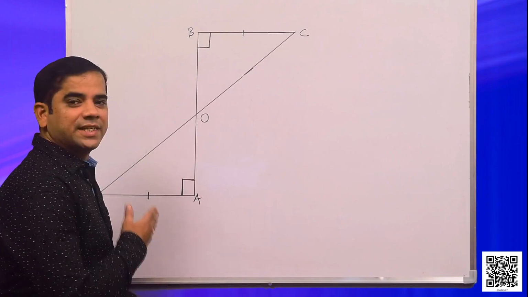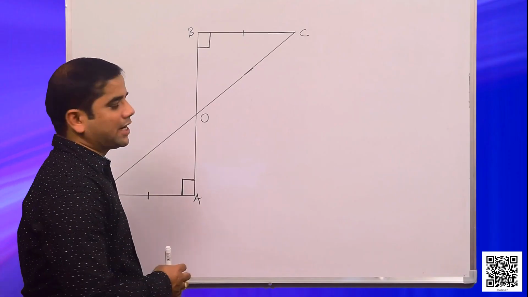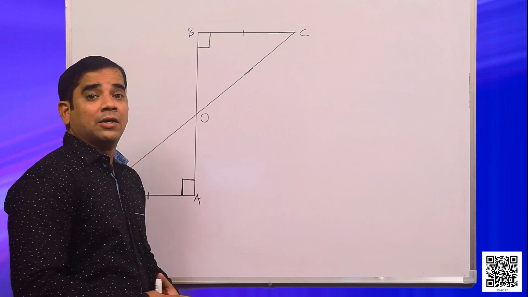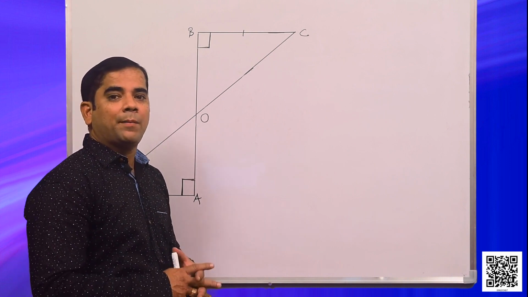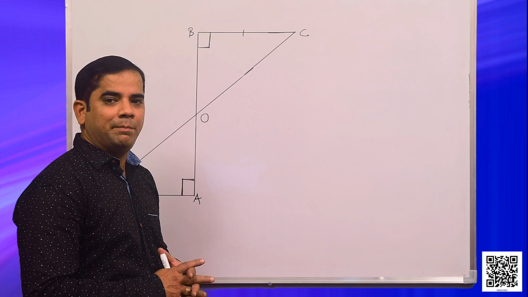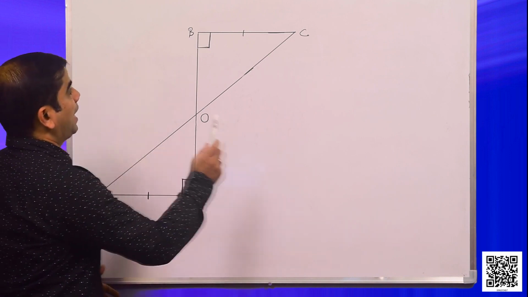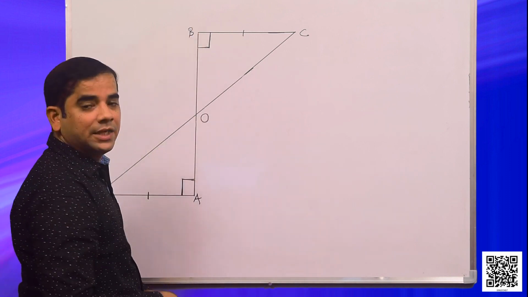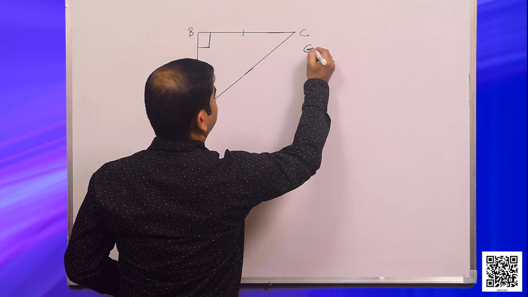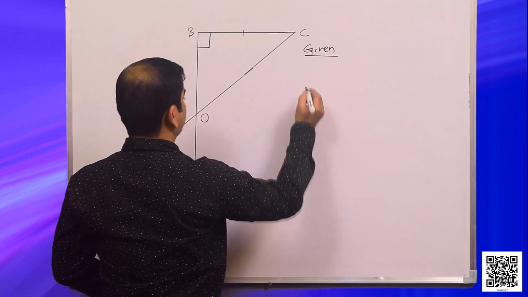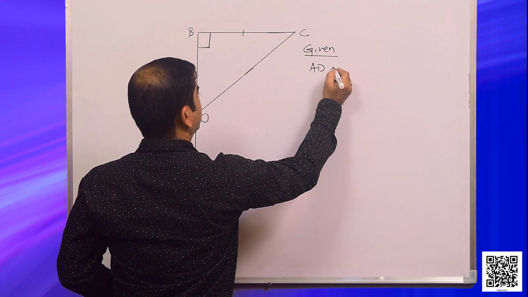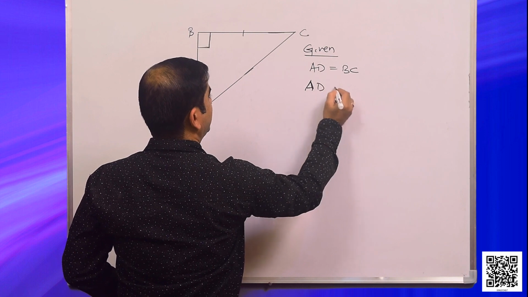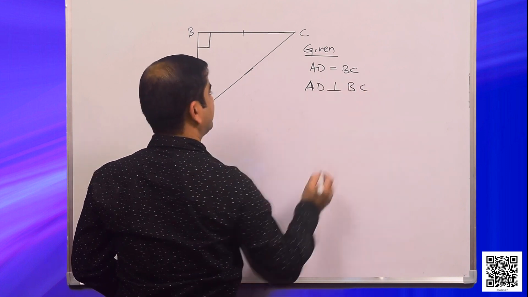Students, as you can see, I have drawn a similar diagram as given in your book. So, the question says that AD and BC are equal perpendiculars to a line segment AB. So, AD and BC are equal to each other as well as perpendicular to AB. Okay? So, it is given AD is equal to BC and AD is perpendicular to AB. Fine.